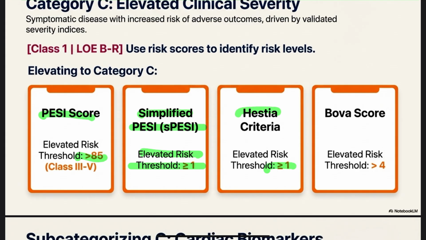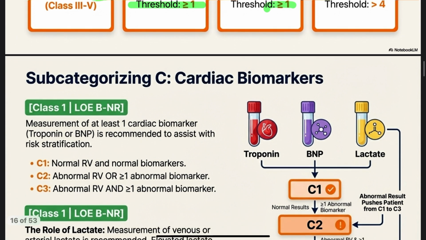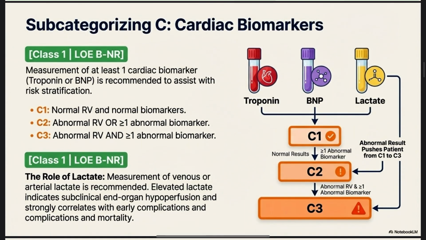That's all. If you want to remember, you can remember STI also is 1. PESI is 85. So once this is come, as I told, C for cardiac. So cardiac biomarkers, we will look for troponin, BNP and lactate. C1 it is normal. But if any one is abnormal, it is C2. And if it is abnormal with 2D echo findings, it is C3. So we have already simplified it.